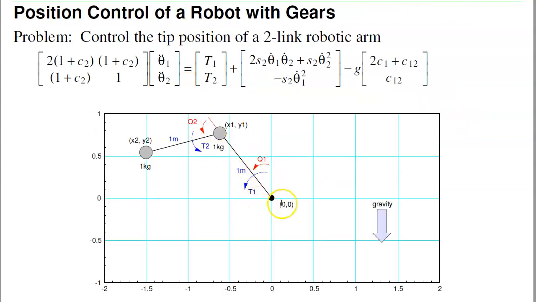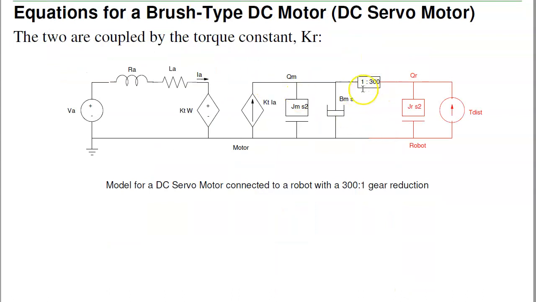Now, if I have a motor at joint 0 and a motor at joint 1, what I could do is have a gear attached to the motor. And what the gear does is, as the motor spins 300 times, the actual robot spins 1 time.